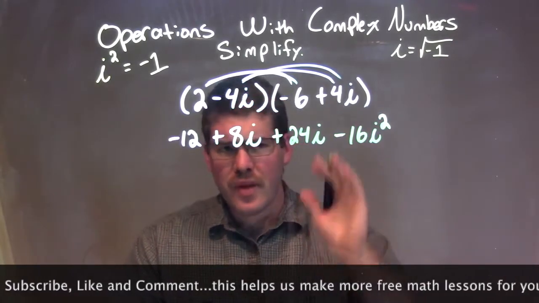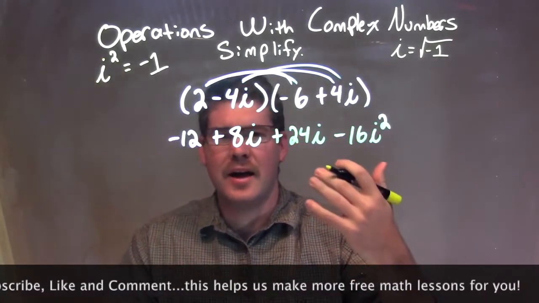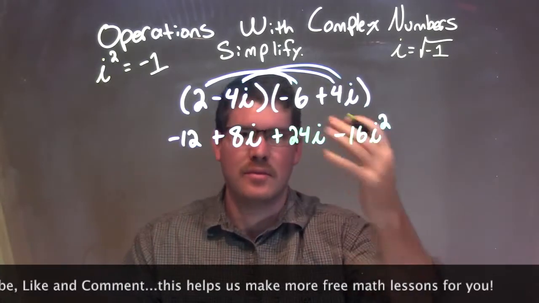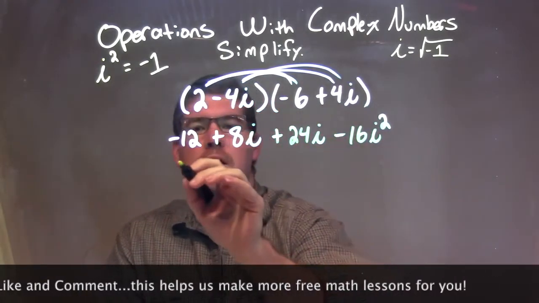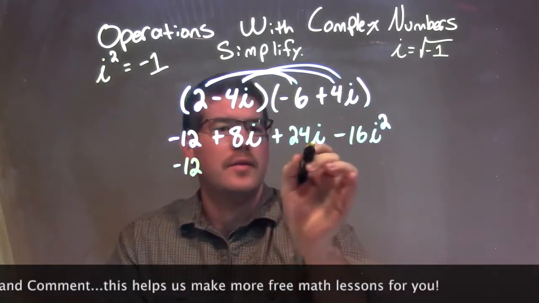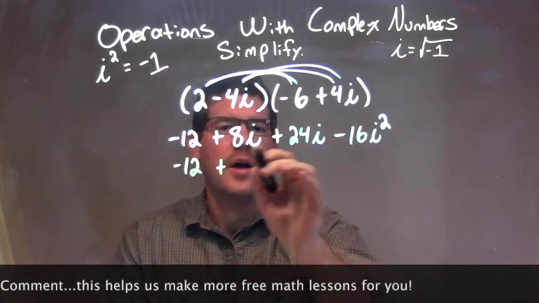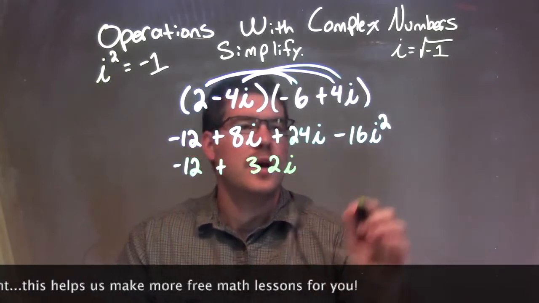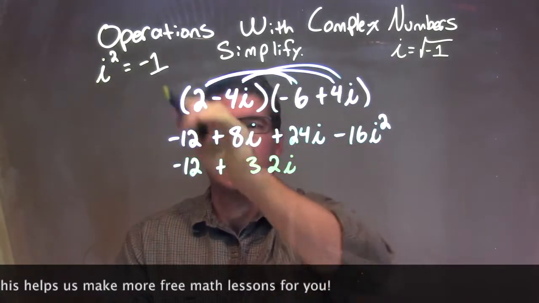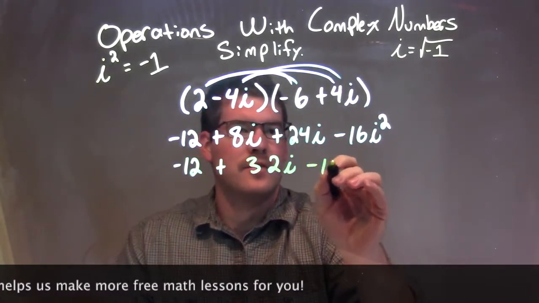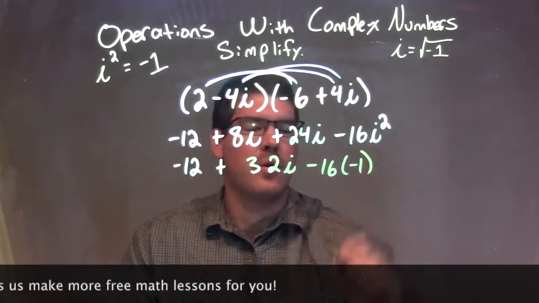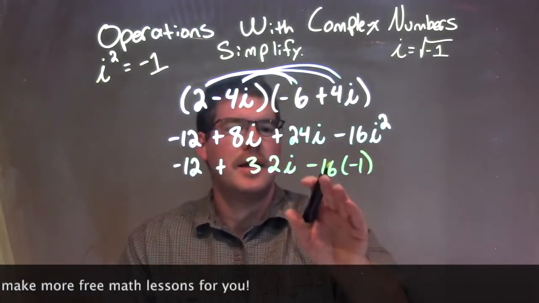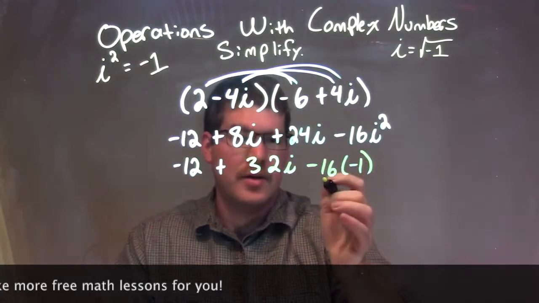This is where it gets a little different than i being like a variable, where it's a complex number, imaginary number. Negative 12 just comes down, but we can combine these two. 8i and 24i is a 32i. But then here's the tricky part. i squared becomes a negative 1. So we have negative 16 times a negative 1. Negative 16 times a negative 1 is a positive 16.